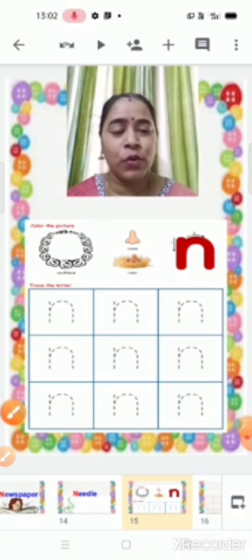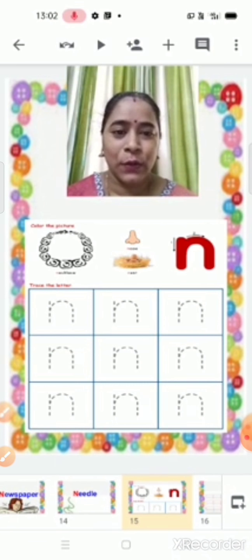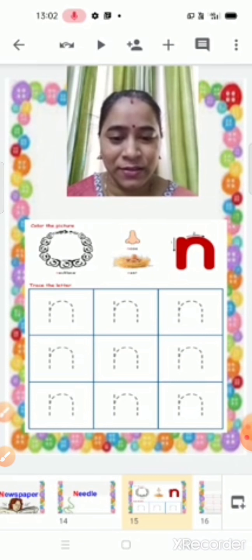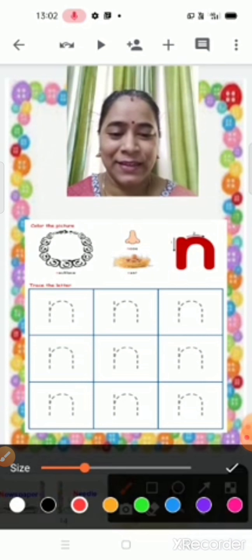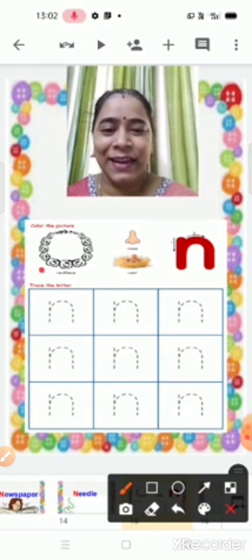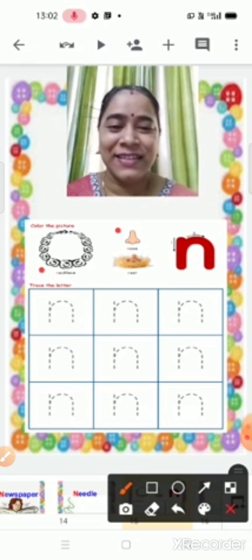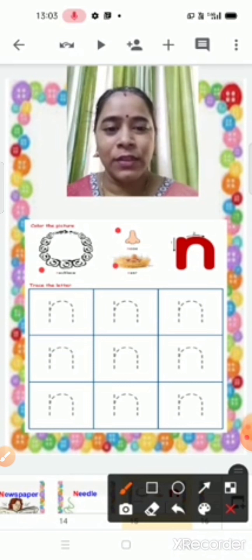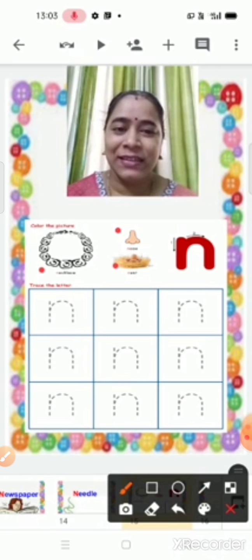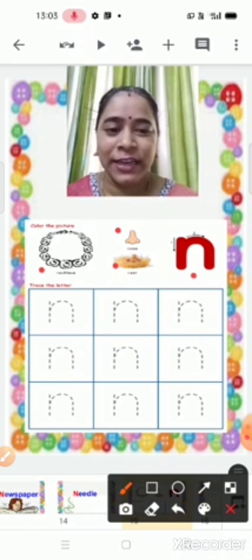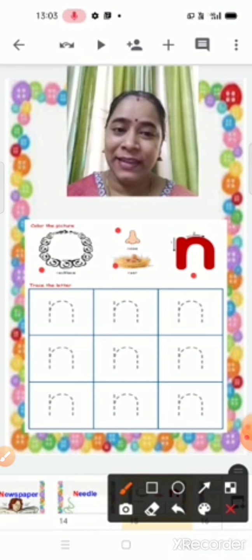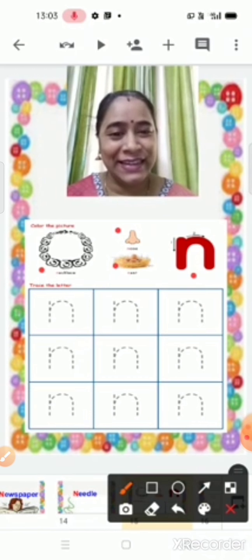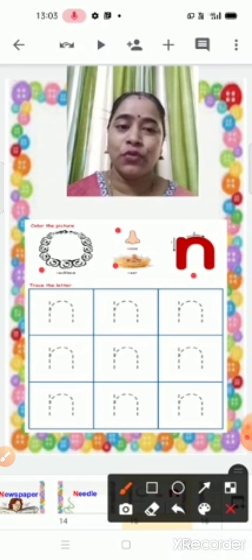Children, now I will show you how to write in a worksheet. Here you have to trace the dots. So first we will see the pictures. N for necklace. What is this? N for nose. What is this? N for nest. Which letter is this? Letter N. Small letter N. Yes. Now here you have to trace the dots.